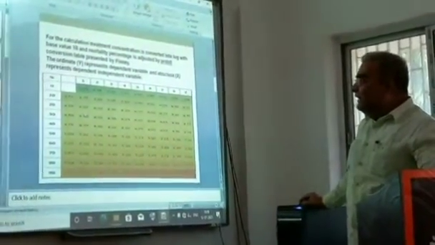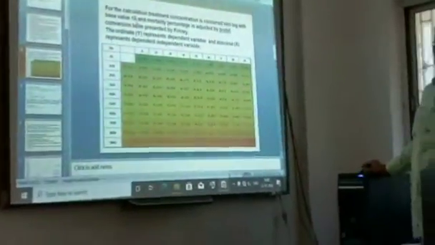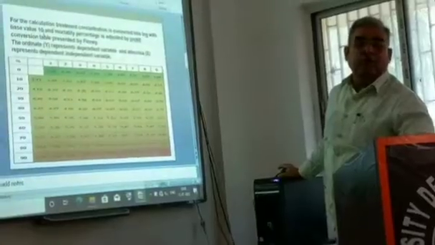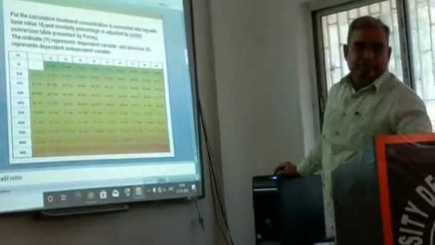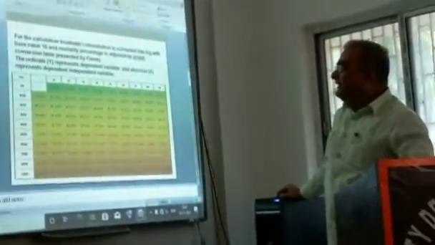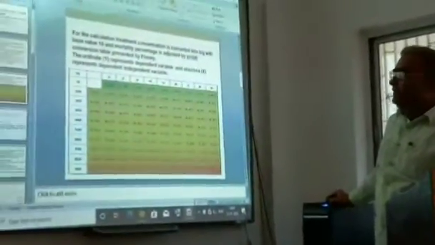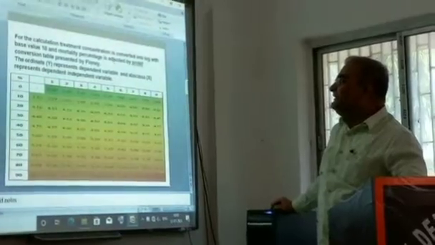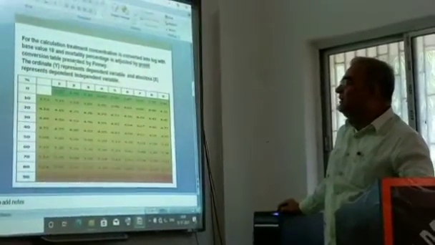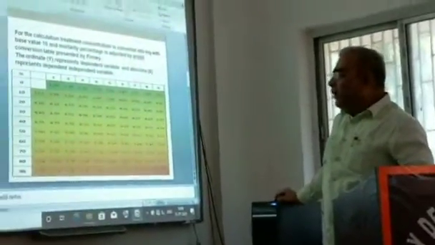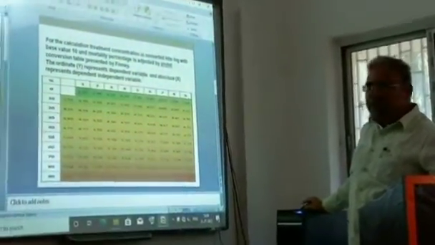And the second part, before we proceed to the calculation by regression or test of linearity: for the calculation, treatment concentration is converted into a log with base 10, and mortality percentage is adjusted by the probability conversion table presented by Finney. Clear?